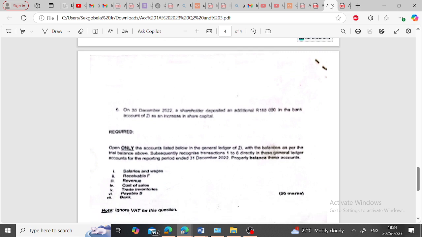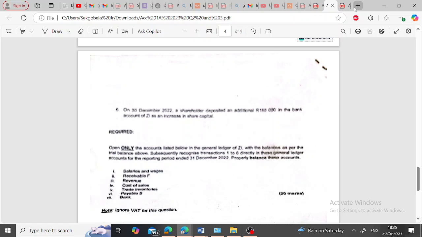So what's number 6? On the 30th of December, a shareholder deposited an additional 180,000 into the bank account. So what's going to happen to our bank account? Debited, right? Shareholder capital 180,000. Are we supposed to do it for share capital or equity? We're just looking at bank, right? So when you look at bank, it's just going to be debited 180,000 share capital, because money is coming into our bank account for share capital, because it's basically a capital contribution from a shareholder.